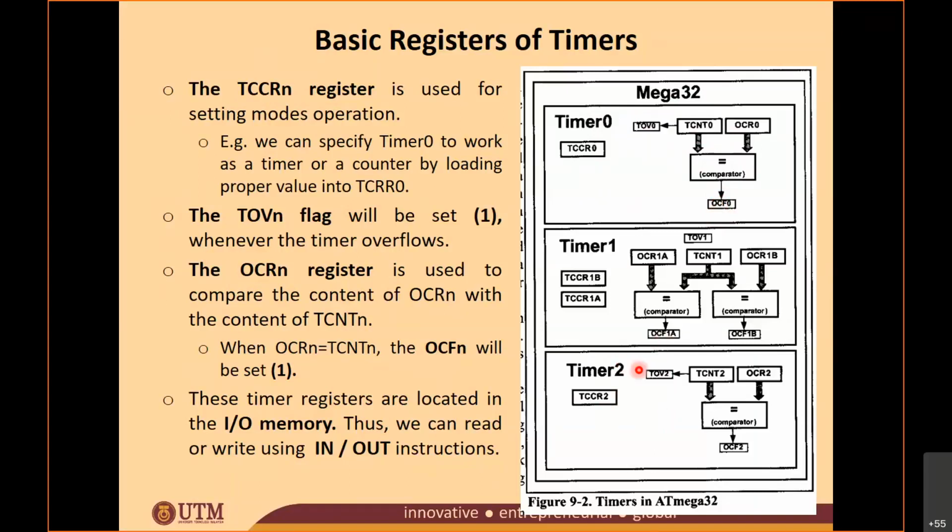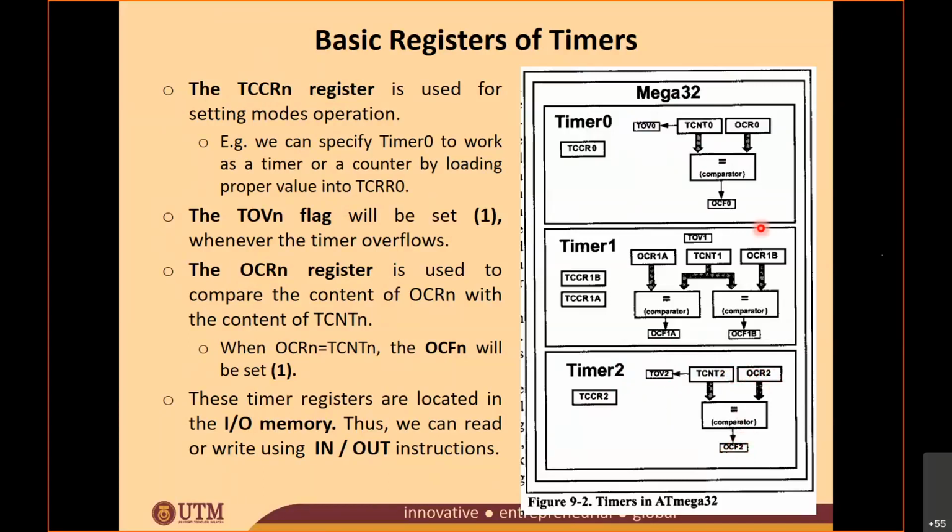The TCCR is used for the settings. If you're going to use the overflow method, whenever the TCNT overflows, then TOV2 will be set. If you're going to use the CTC method, then you need to compare the value inside your TCNT with the value inside OCR. If the values are equal, then OCF2 will be set.